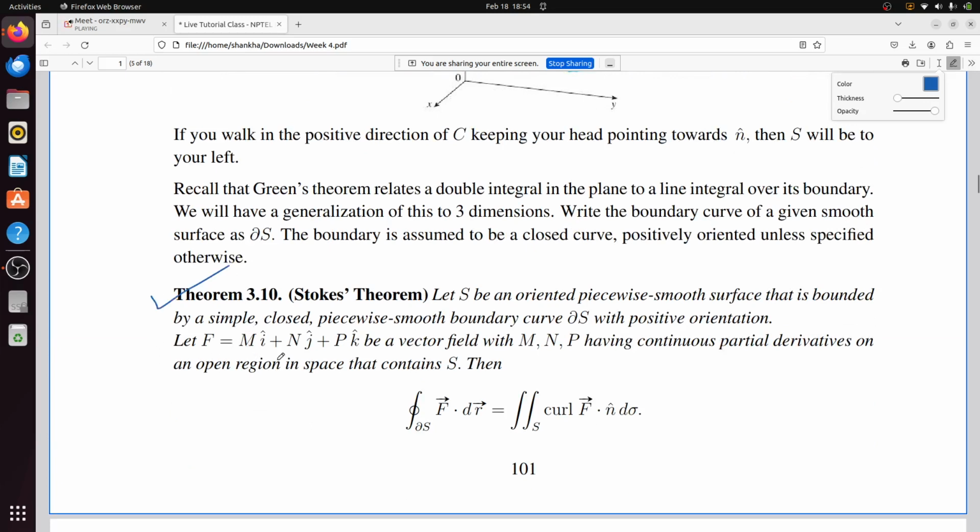We have learned about Green's theorem, right? Now we will learn about Stokes theorem. What does Stokes theorem do? Stokes theorem gives you a relation between a line integral and a surface integral. Got my point? So what is Stokes theorem?